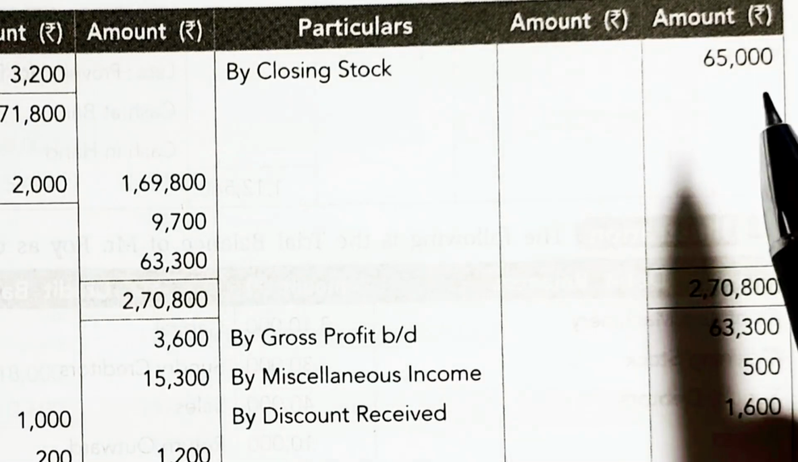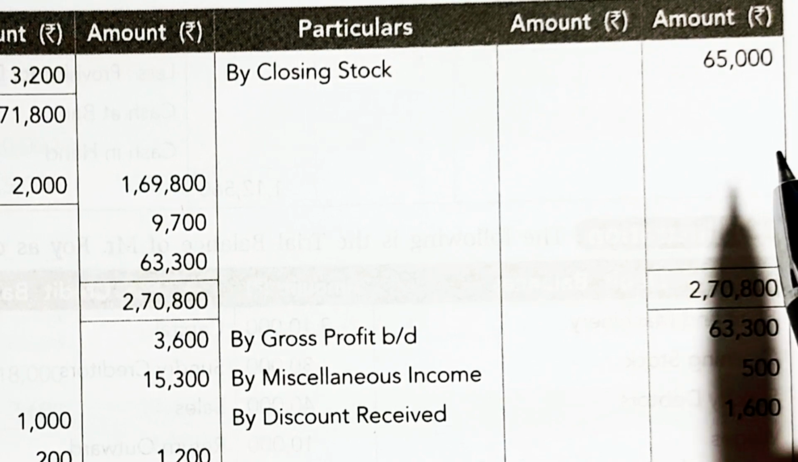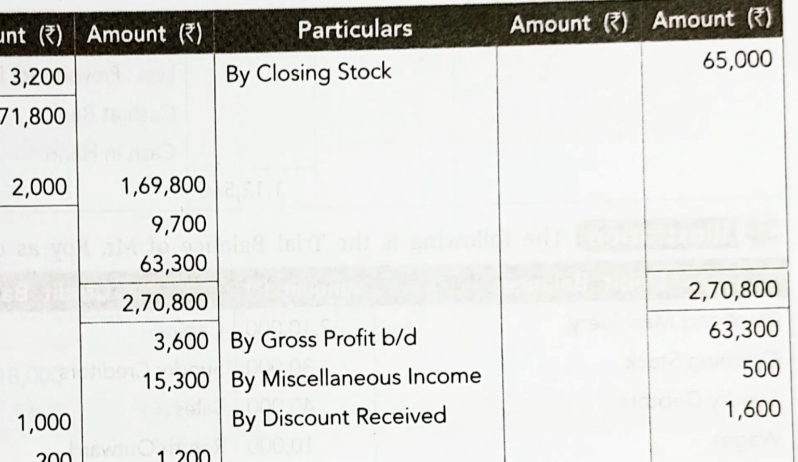Next will be by closing stock. This we have already given in the adjustments 65,000. So add करेंगे credit side, debit side add करेंगे.